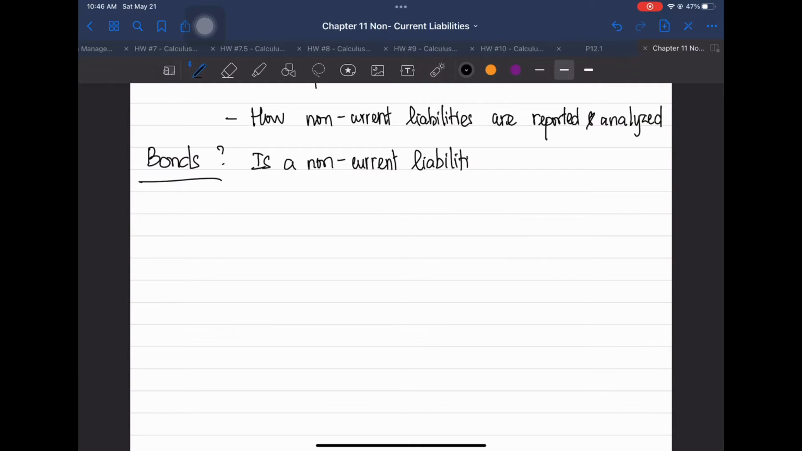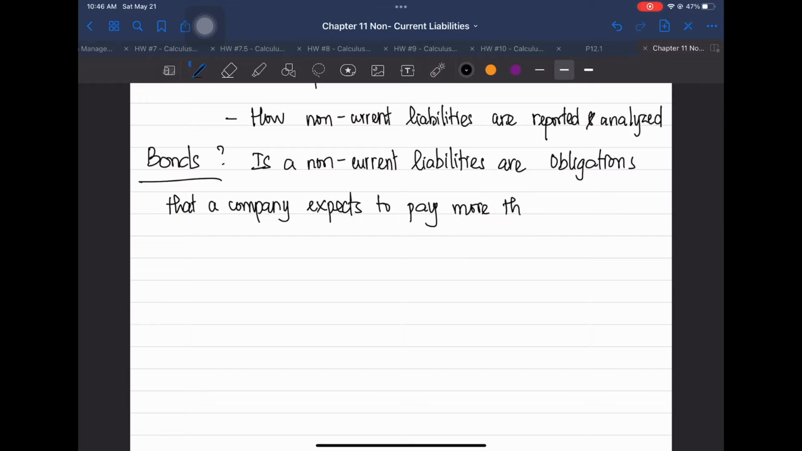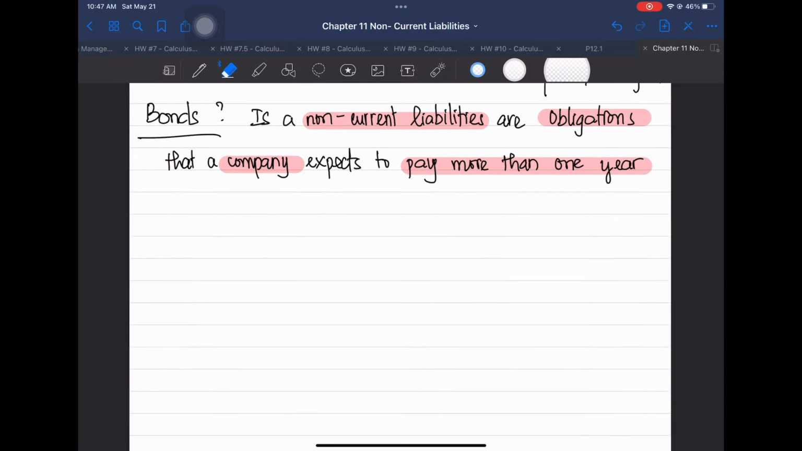And today we're going to be talking about Chapter 11, non-current liabilities. So, basically, we learn about bonds. A bond is a non-current liability, an obligation that the company expects to pay in more than 1 year. Remember that this is an obligation.